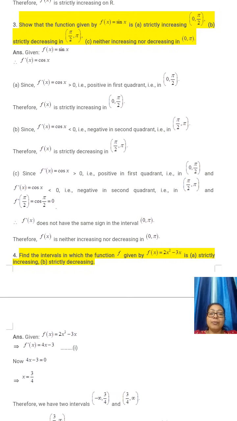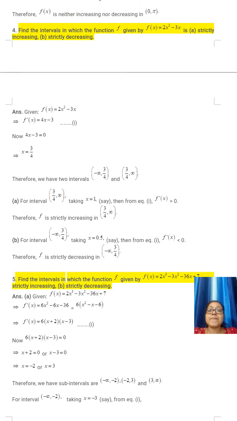Next, question number 4. Find the intervals in which the function f given by f(x) = 2x^2 - 3x is strictly increasing and strictly decreasing. That you have to find out, our intervals. In one case we consider it as increasing, in the second case we consider it as decreasing.